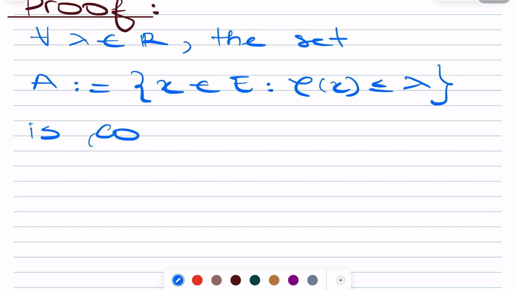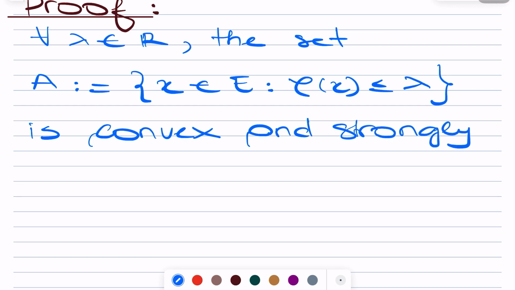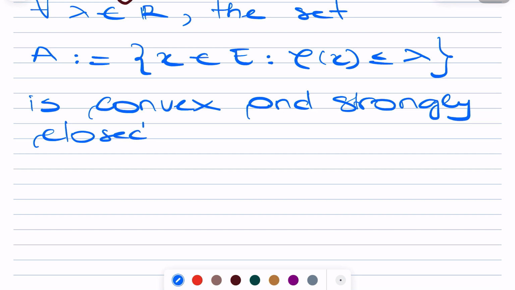So for every lambda in R, the set A is convex and strongly closed. Strongly closed, because you can basically see that the set A can be written as the pre-image of minus infinity, lambda. So this set is actually convex and strongly closed. So by theorem 3.7, it is actually weakly closed, because we saw that for a convex set, strong closedness is equivalent to weak closedness.